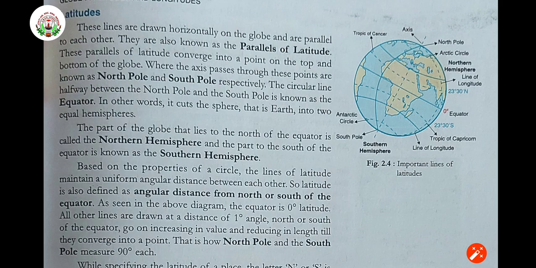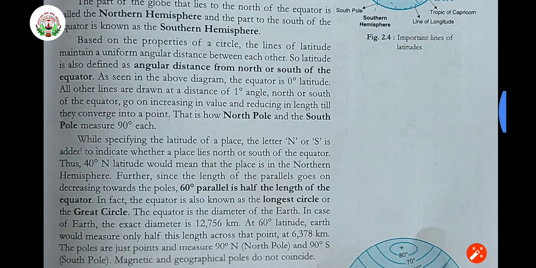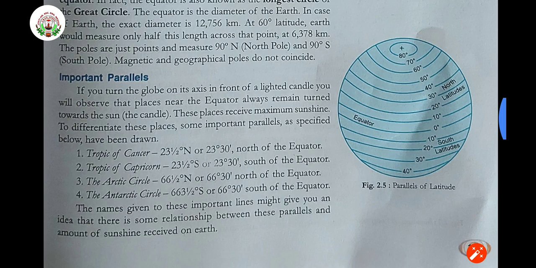So these are the lines of longitudes and lines of latitudes, right? So important parallels of latitude. You can see in figure number 2.5 also. 0 degree equator it is going to start. Then in the north side it is 10, 20, 30, 40, 50, 60 like that. And in the same manner in the southern part also it is moving 10, 20, 30, 40 likewise till it is going to reach the 90 degree.